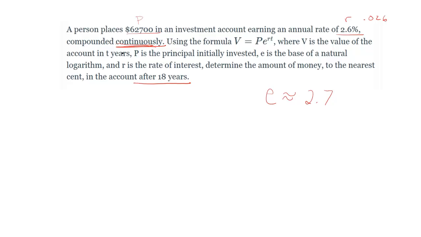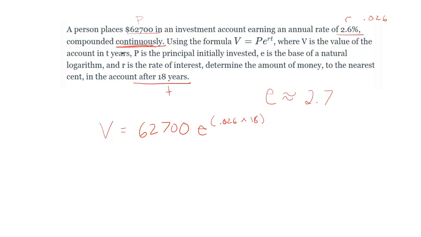So I'm just going to plug everything into this formula. I have my principal, my initial investment. e is just e. It's going to be a button on the calculator. r is our rate. And t is our time. We are looking for our V value that represents the amount of money that's in that account after this time.